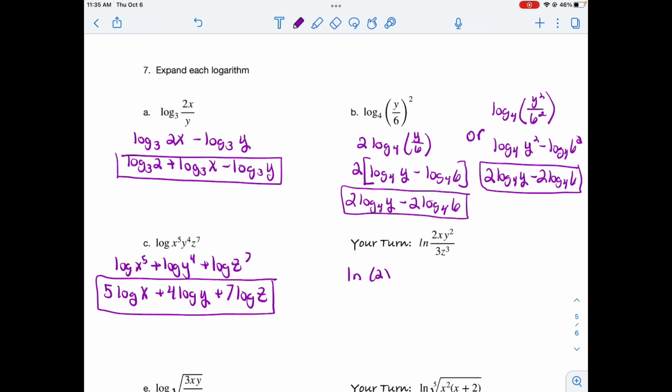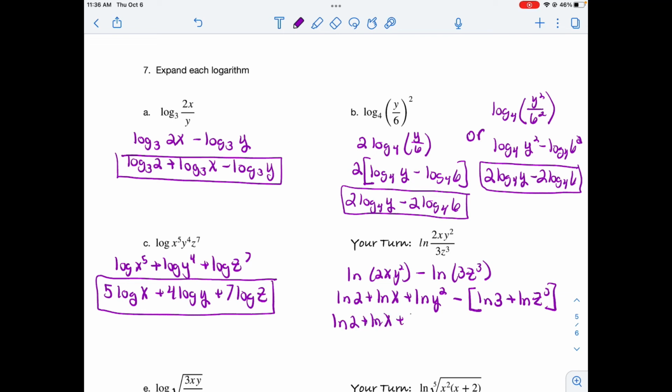We're going to start with our quotient rule. Then we're going to use our product rule and make it addition. Now I got to put parentheses because all of this is division. So I'm going to do my product rule here, but notice it's inside the parentheses. Then I'm going to deal with my exponents. And here I'm going to distribute that negative to each of the terms, making this last term minus 3 natural log of z for my final answer.